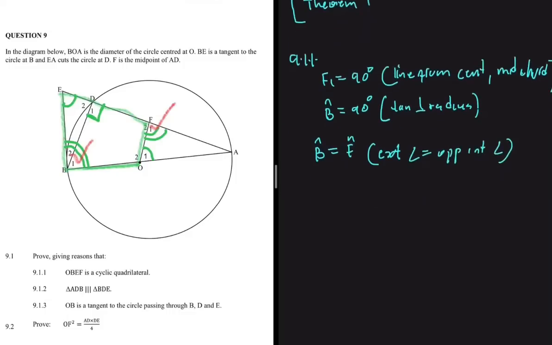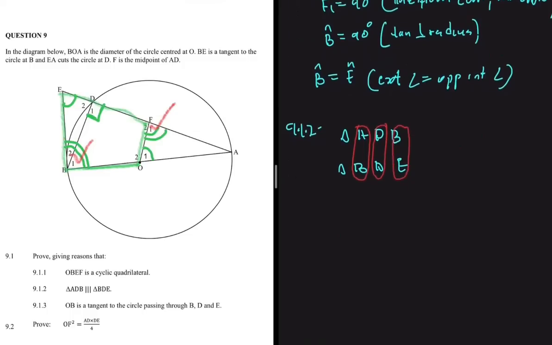And then now let's do 9.1.2. So for 9.1.2, we're supposed to prove, giving reasons, that triangle ADB is similar to triangle BDE. And let me tell you something, right? So the way they name their triangles in an examination, angle A here should be equal to this angle B on the other triangle, and then angle D should be equal to angle D on the other triangle, and then consequently B and E should be equal to each other.